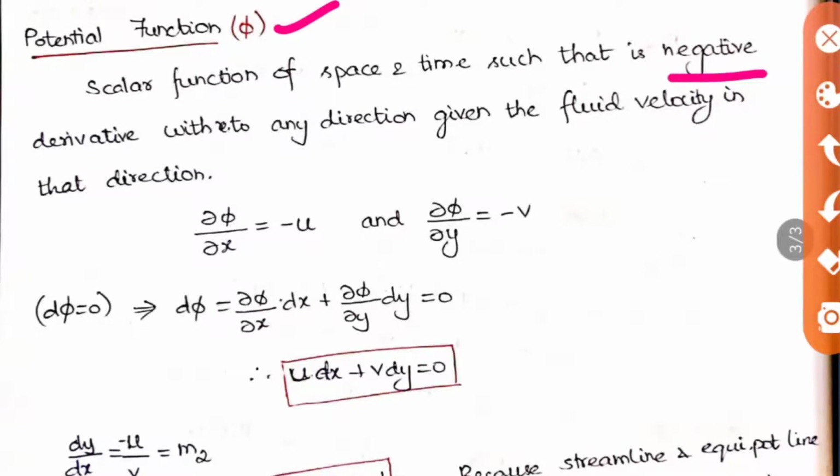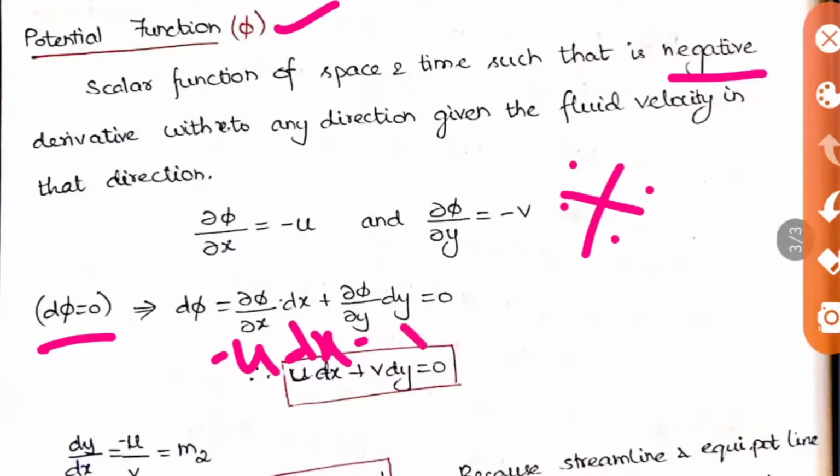So here we denote like this: ∂φ/∂x is equal to minus u and ∂φ/∂y is equal to minus v. This is very important. Similarly, we can equate dφ is equal to 0. So you'll be getting minus u dx minus v dy equal to 0. When you divide the whole equation by minus, you'll be getting all the terms positive. So you'll be getting u dx plus v dy is equal to 0. This is very important.